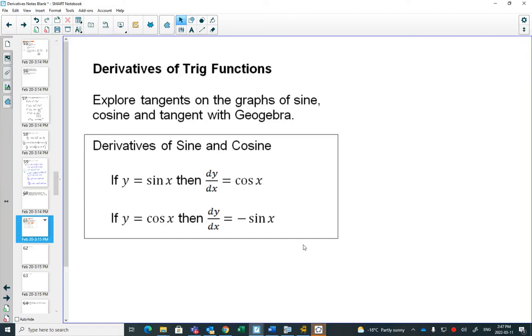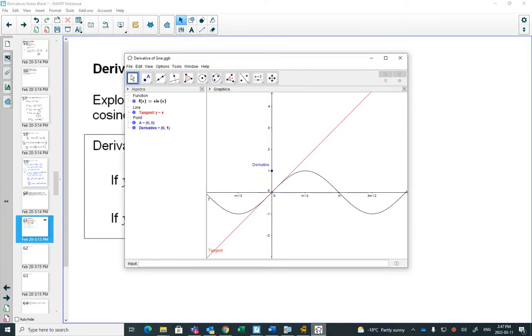And in the end, what I like to use as a memorization strategy is I focus on the first one. The derivative of sine is positive cos. And then everything else can be figured out from there. All right, so GeoGebra, here we go. Here is my graph of sine.